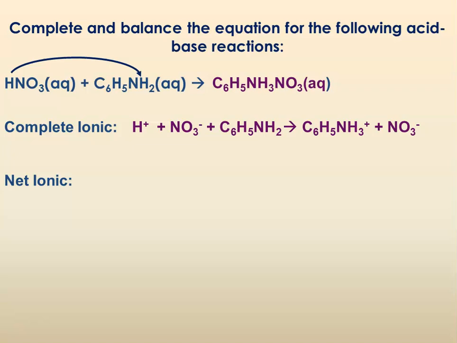If we look at both sides of the equation, we see that there are nitrates present on both sides. So those are going to be canceled out, and we'll be left with hydrogen ions and our weak base forming the cation of that salt.